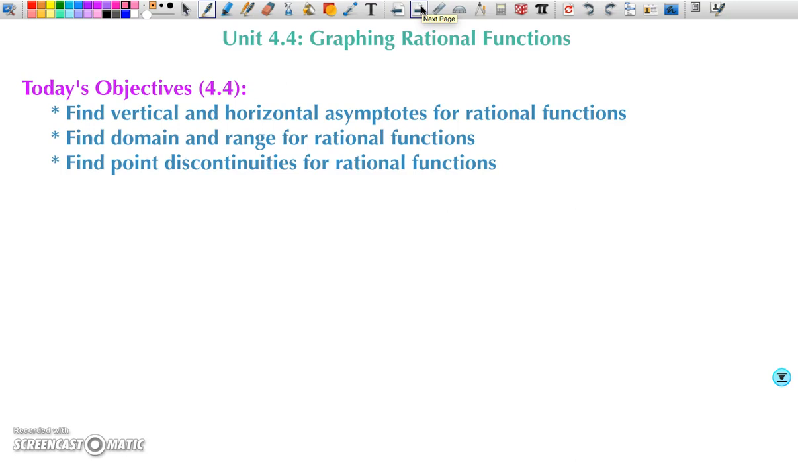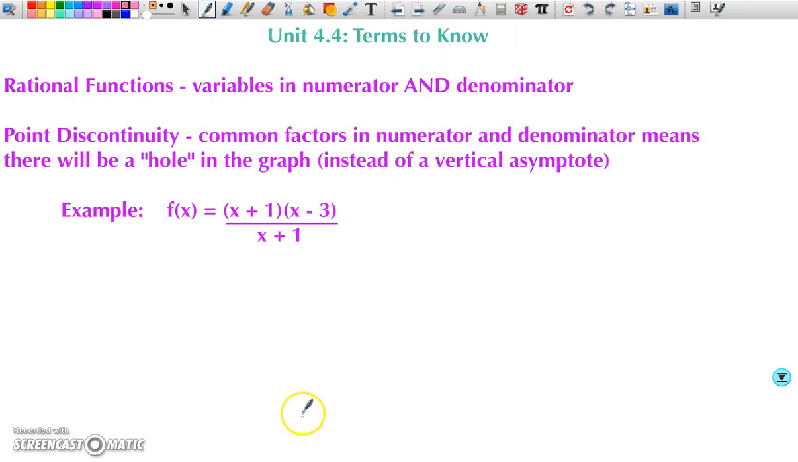So we're going to find those and see how those work with our information. As we move into some information, starting with rational functions, what are they? Well, they're functions where you have variables in the numerator and the denominator. So remember, with reciprocal, we only had them in the denominator, but now we have them in both. We have this new term called point discontinuity, and that's just any common factors that you have in your numerator and denominator.